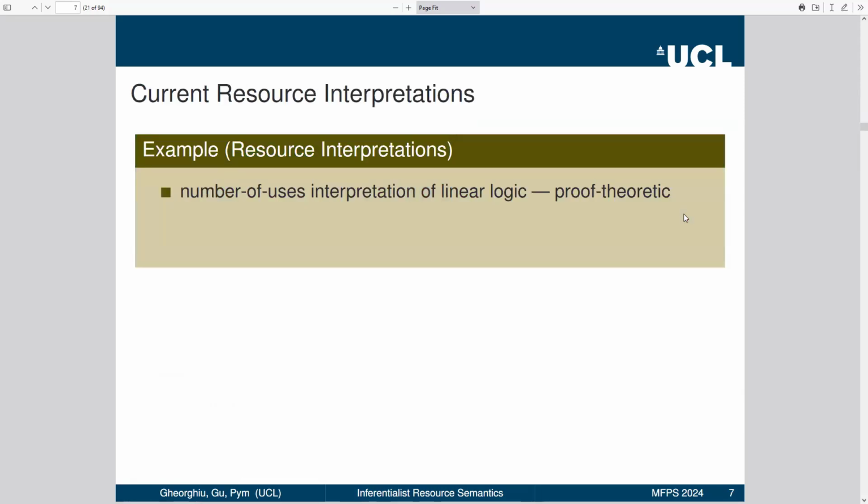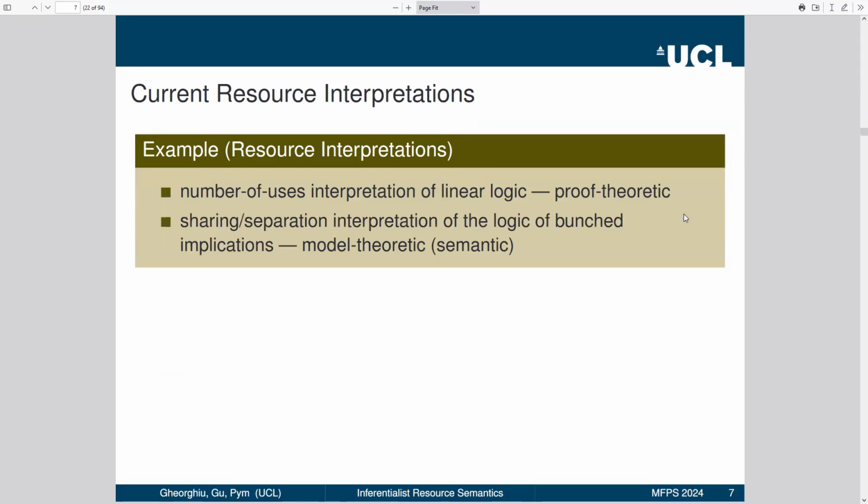Okay, so there are some examples of this in the literature. One very celebrated one is the number of uses interpretation of linear logic, in which you think of atoms as formulae as resources and implications as the processes. And then there's the sharing separation interpretation of BI, which is, of course, what leads to separation logic. And the big difference between these two is that the number of uses interpretation of linear logic is proof-theoretic. It's not a model. Whereas the sharing separation interpretation of BI is a denotational semantics, or a model.